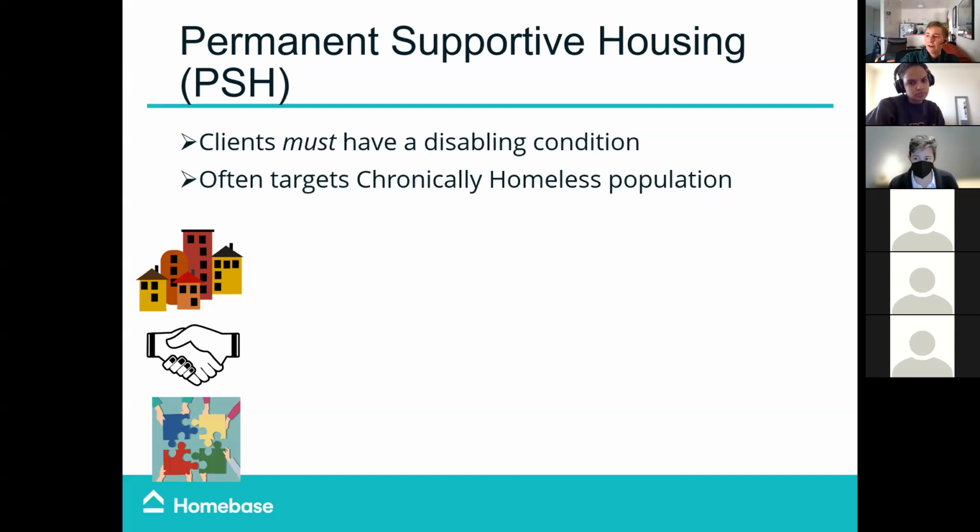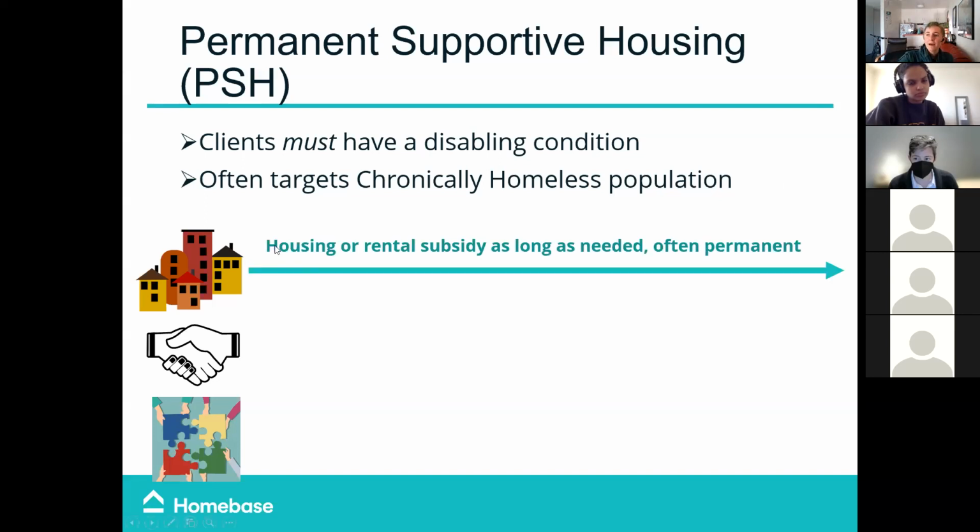In a permanent supportive housing project, the housing that is provided or the rental subsidy, right? It could be either a physical unit that is provided by the project, or it could be a rental assistance voucher or a subsidy, is provided indefinitely. There is no time limit. It is provided as long as that participant needs permanent supportive housing, which is often permanent for many folks. So the permanent part of this is the assistance is permanent.